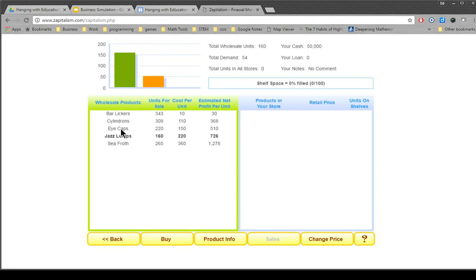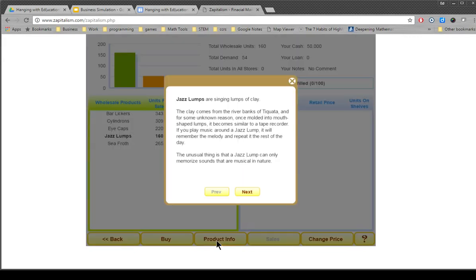As we look through these, I would almost ask students, which one's more valuable? Is the green bar more valuable than the orange in your decision process? And why should that be or shouldn't that be? While people are figuring that out, I would also like to point out that on the very bottom of the screen, it says product info. If I click on product info, it tells me a description of what these things are.